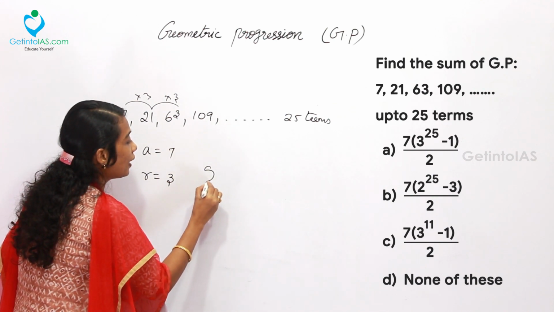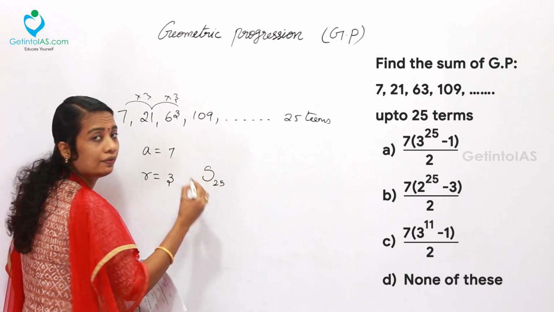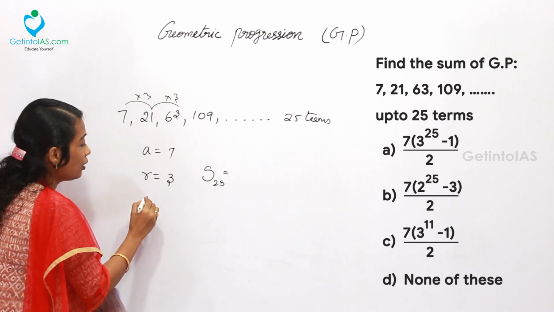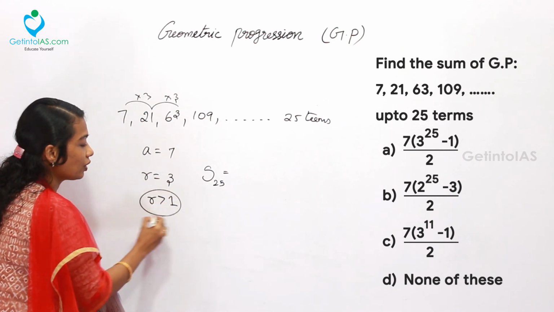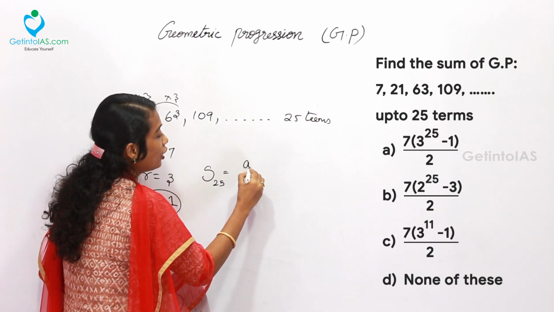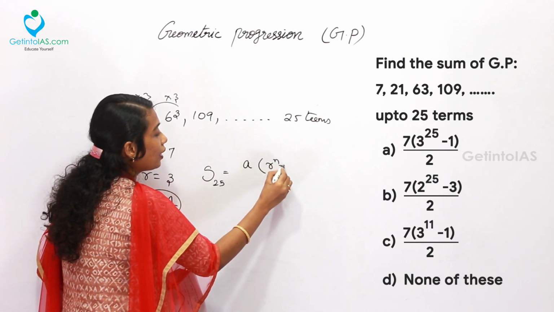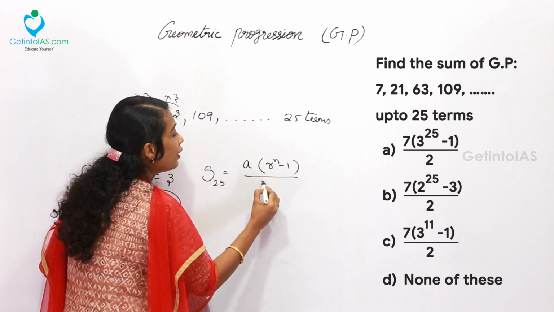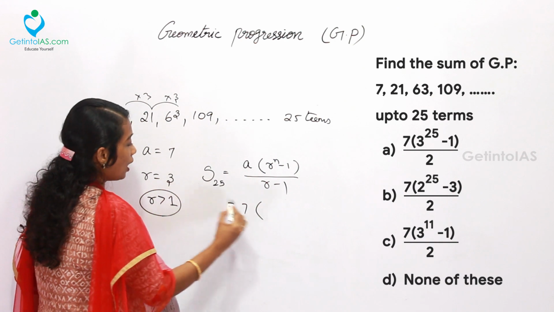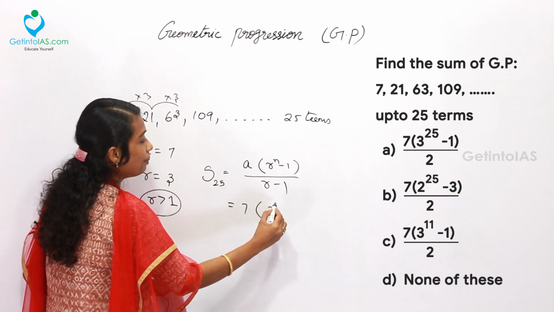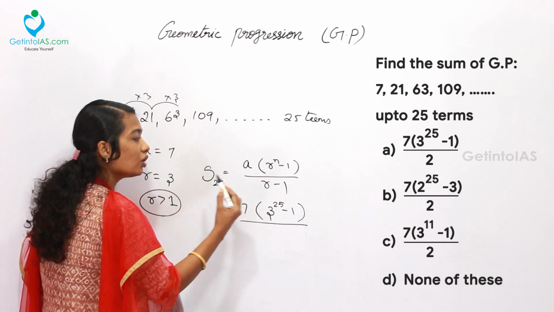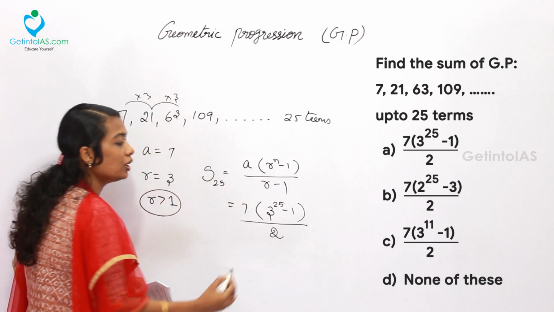So simply you can take the sum of 25 terms, which, when R is greater than 1, here R is greater than 1, right? So you want to take the formula in such a way: A into R power n minus 1, the whole divided by R minus 1. What is A here? Which is 7. What is R? Which is 3. 3 power 25 minus 1, the whole divided by 3 minus 1, which is going to be 2.